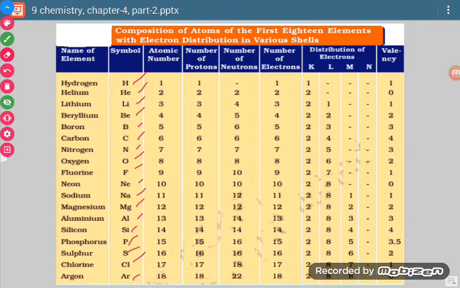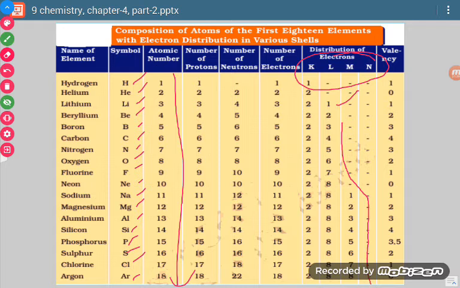Now what will be their electronic configuration? See, we have to look here. Atomic number is this. So for 1, the K shell contains 1. For 2, K contains 2. For 3, K contains 2 and L contains 1. So similarly, we will move ahead and we are going to get it like this. This is the electronic configuration.